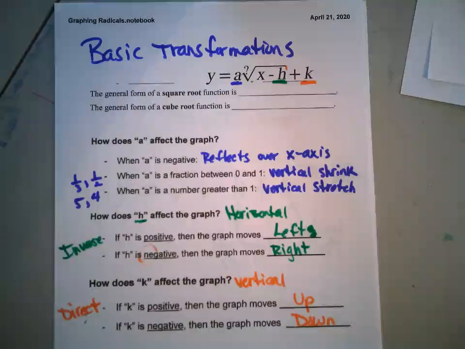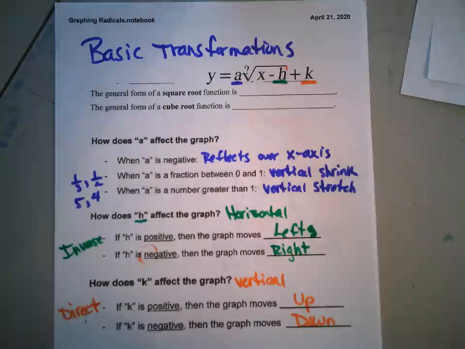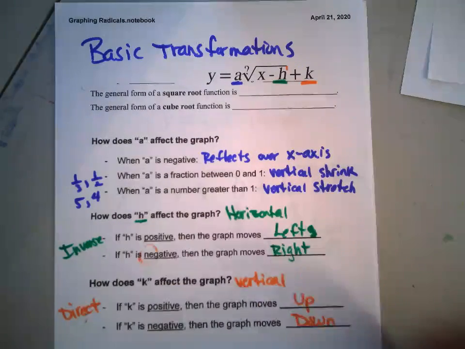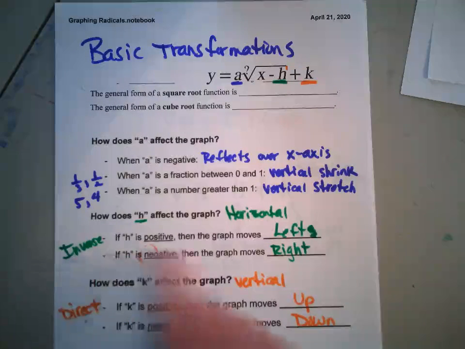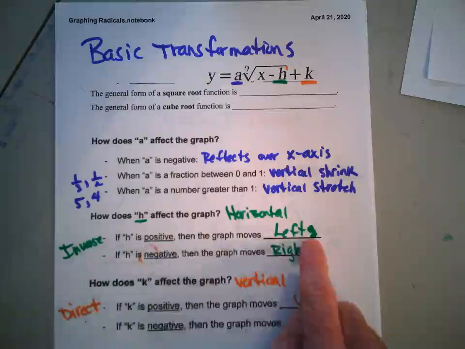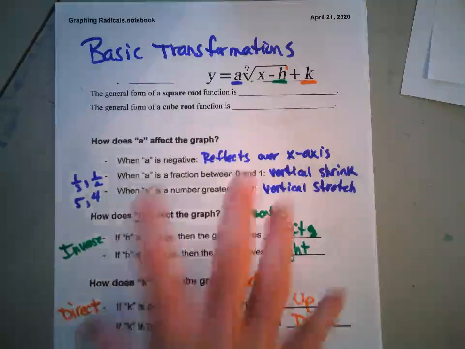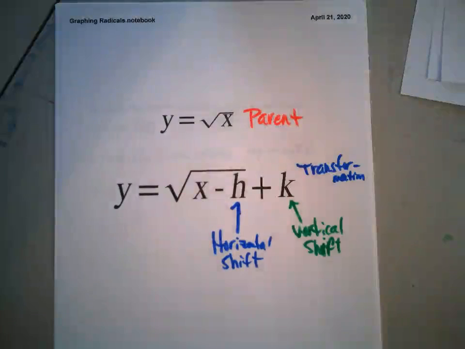These are the transformations from yesterday. The stuff is exactly the same for every graph that we do, whether it's cube root or square root. A reflects. It also is a vertical stretch, vertical shrink. H is the horizontal shift. Has an inverse relationship. So if H is positive, it goes left. If H is negative, it goes right. K is the vertical shift. Has a direct relationship. So positive is up, negative is down. So this is exactly the same as we saw yesterday with square roots.